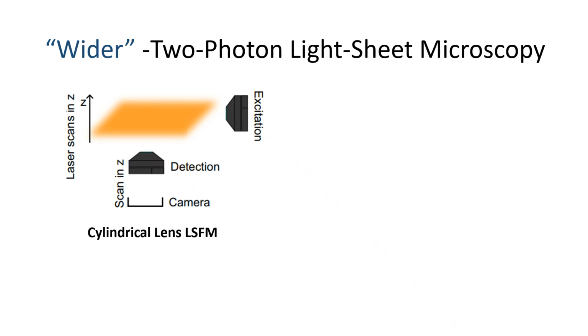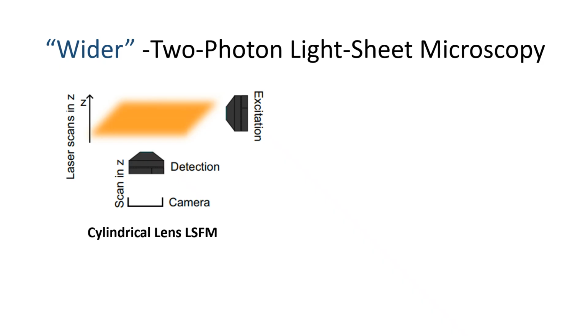The first tip that we will introduce is wider, the two-photon light sheet microscopy. The two-photon pioneers quickly realized that point scanning is slow and inherently narrow. Enter light sheet fluorescence microscopy.